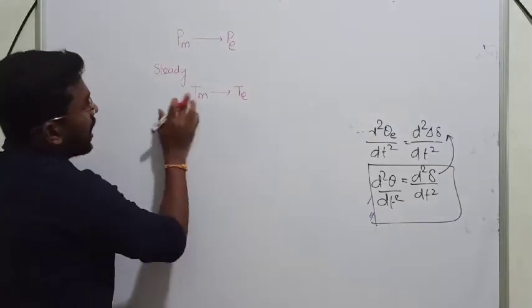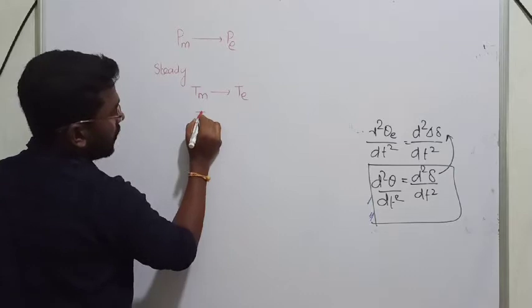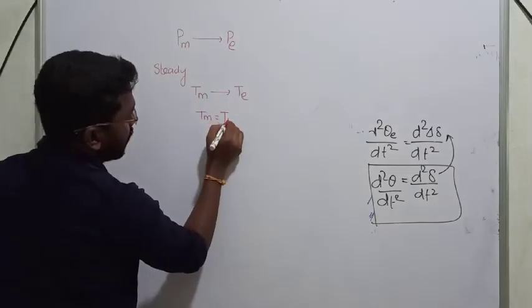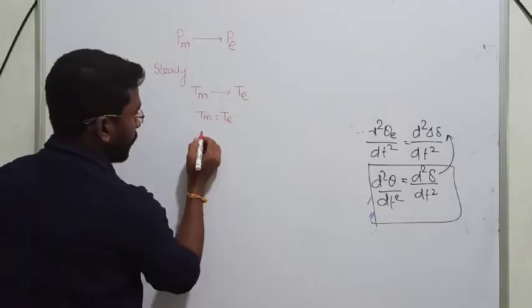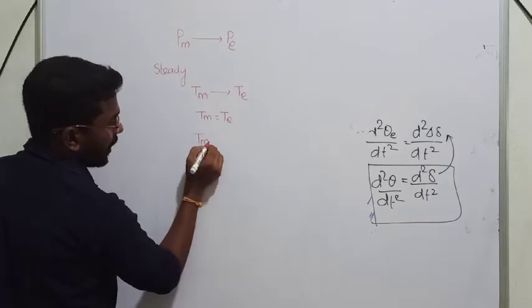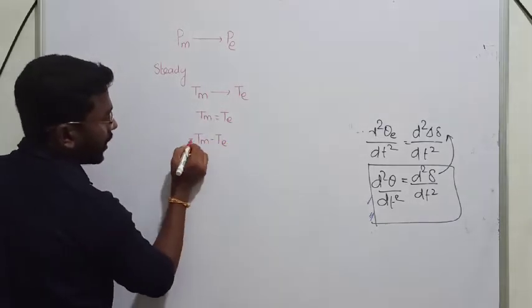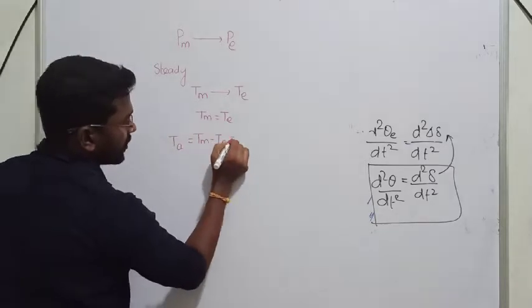So the conclusion is, under steady state, the mechanical torque and the electrical torque are going to be equal. If I subtract the electrical torque from the mechanical torque, both being equal, that is called the accelerating torque, and that is going to be 0.